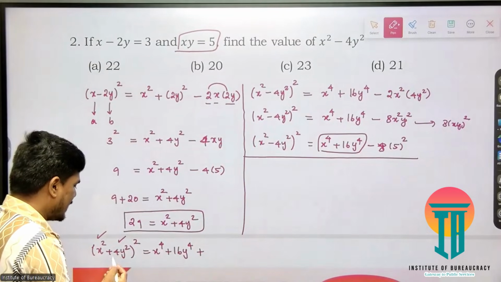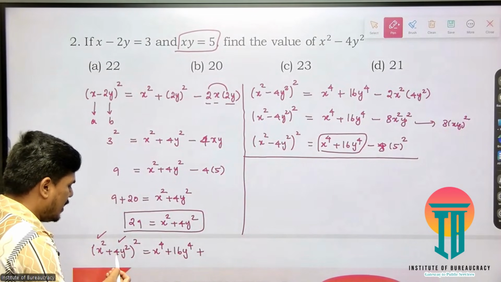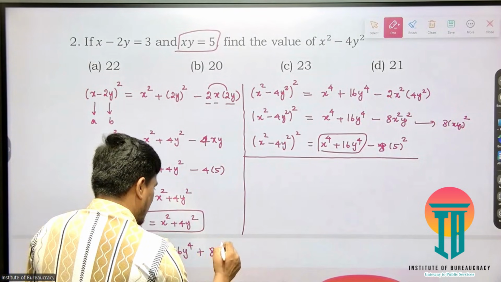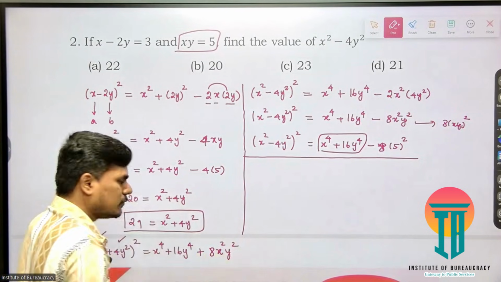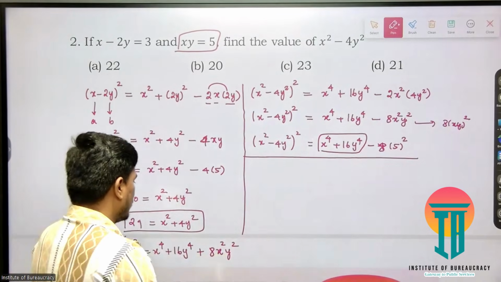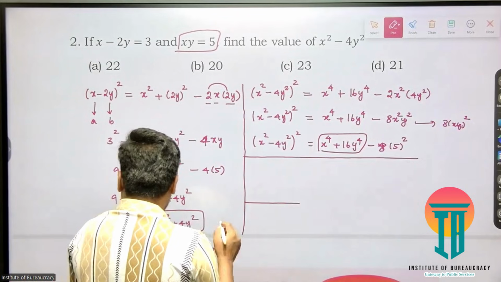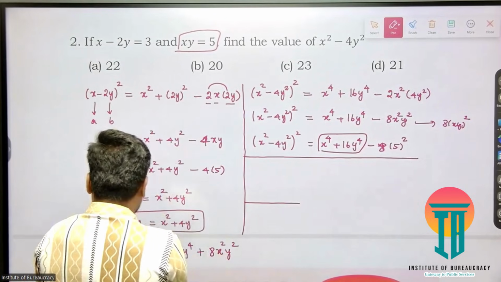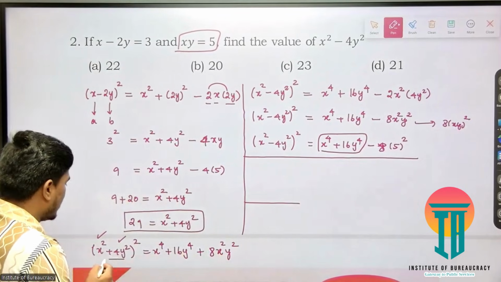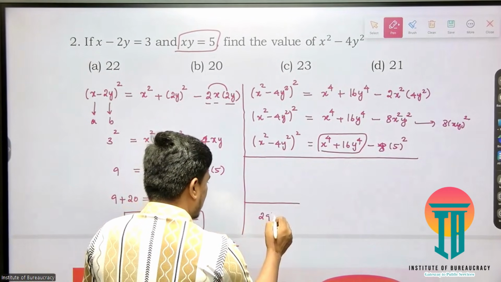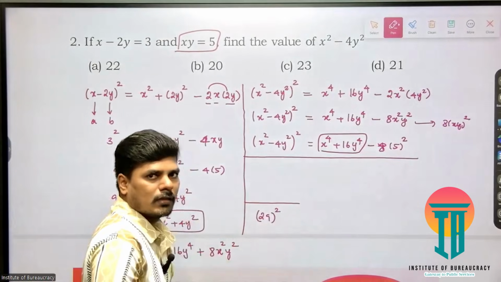2ab. So shall I write 2ab directly? 2 into 4 is going to be 8, and then it's going to be x square y square. Okay, so I'll write a little bit here. Now I have x square plus y square the whole square. This value I know it's going to be 29. So it's 29 the whole square.